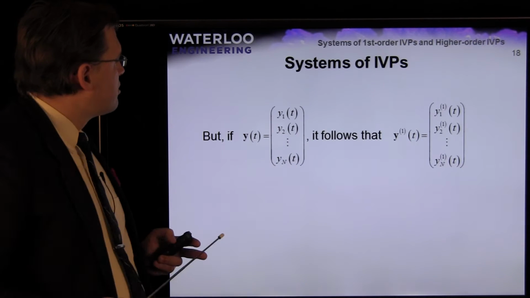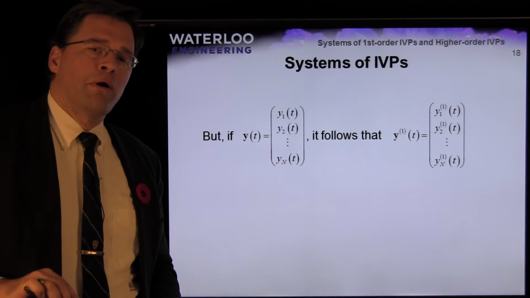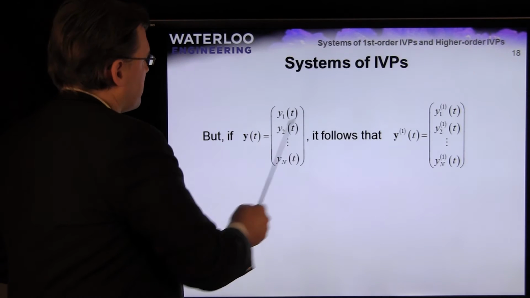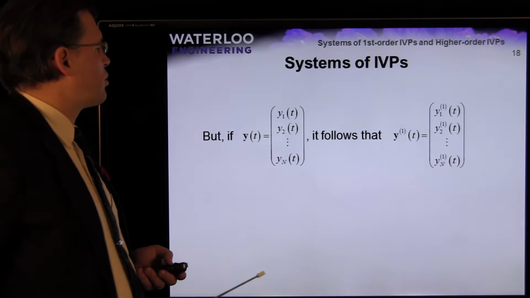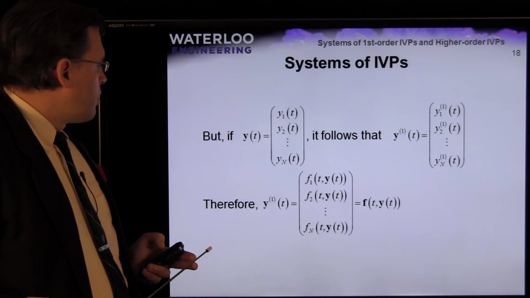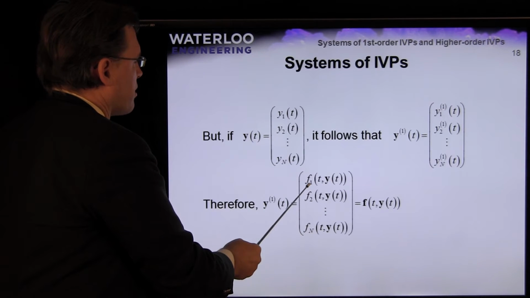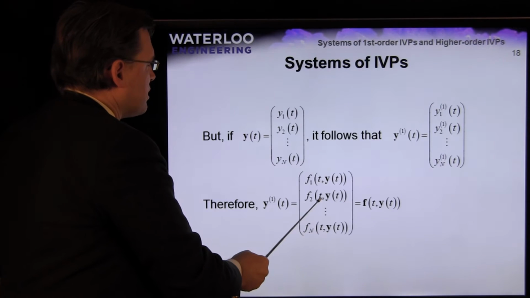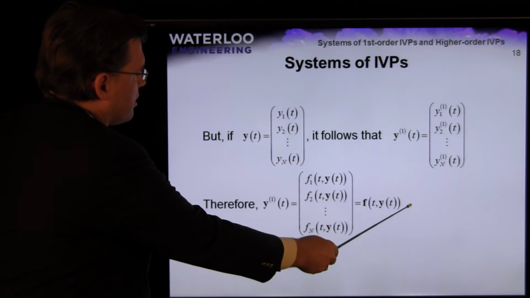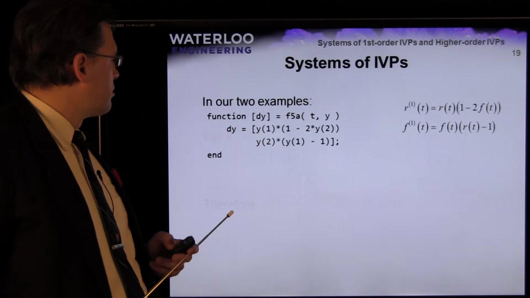But if we now have y equal to that vector, then let's say we differentiate y. Well, how do we differentiate a vector? Well, we differentiate each term. So if we differentiate this vector-valued function, we just differentiate each of the terms. How are each of the terms changing? Well, wait a second. The derivative of y1 is just f1. The derivative of y2 is just f2. And this expression here is just our vector-valued function f. All right, so far so good.